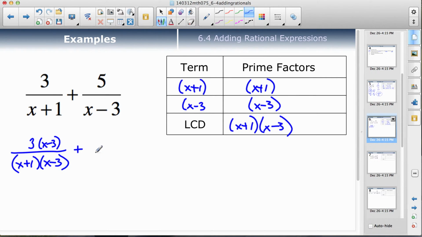Good. Plus, this one has to change to this denominator right there. So x plus 1 times x minus 3. So what did I do to the bottom to get this? It looks like I multiplied by an x plus 1. So if I did that on the bottom, I've also got to multiply the top by that. And I still have the 5 there.